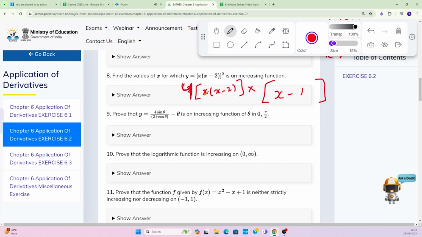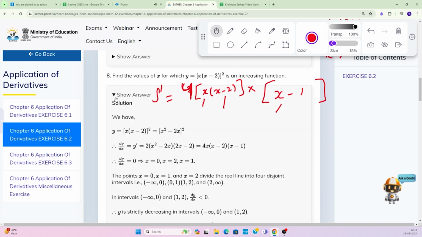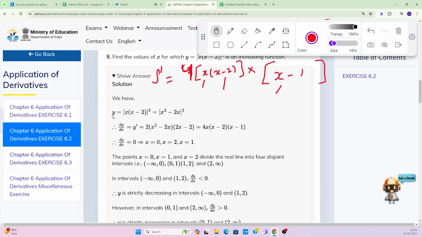Now f prime is this. As you can see, the signs depend on these expressions. So let me first break the whole real number line into intervals, so I can find when I get positive f prime and when I get negative f prime. Quite simple. For x you can put 0, for this expression you can put 2, and from this you can put 1.